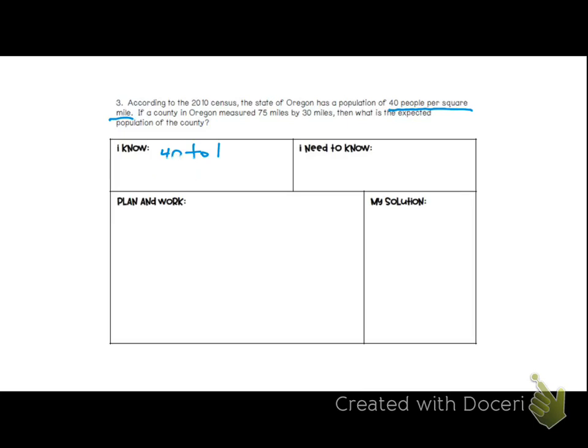I'm going to shorthand it and just say people to square mile. If a county in Oregon measured 75 by 30, then what is expected of the population of the county? Well, to find a square mile, you need to multiply the length times the width, and they just gave us 75 by 30. So I'm going to go over here and do 75 times 30.